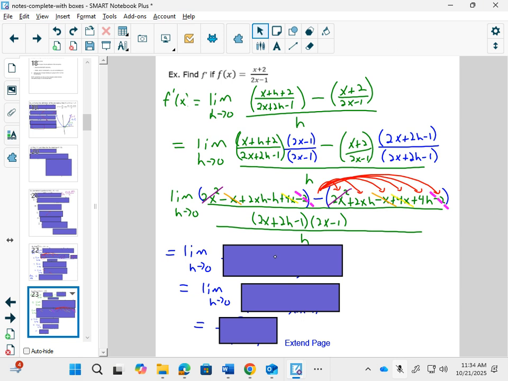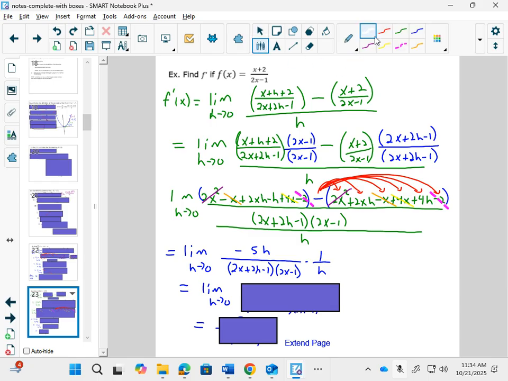So what do we get? We just get the minus 5h. We have another thing I can cancel out. I'll get another color. Red. The 2xh here cancels out with this 2xh. The only thing that's left is minus 5h.